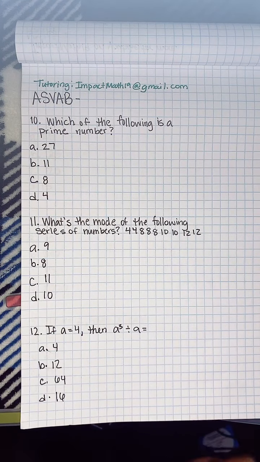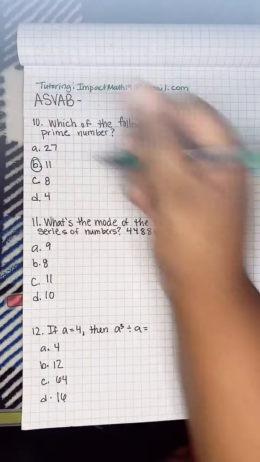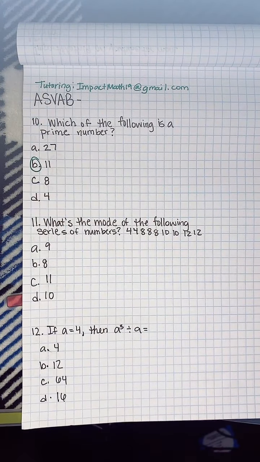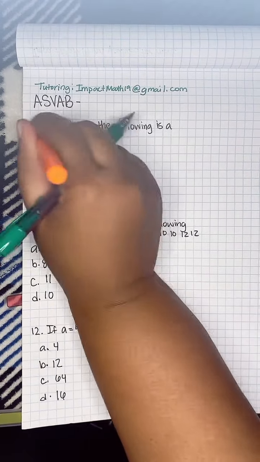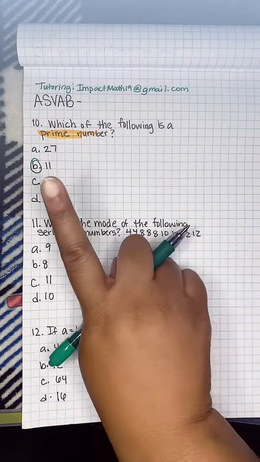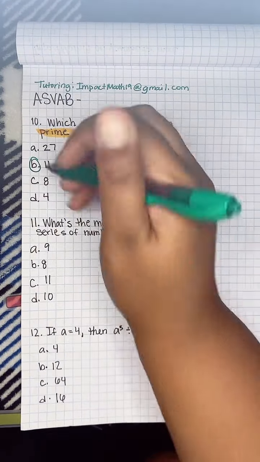Okay. So number 10 says B. Good. Okay, Mariah, thank you for the roses. So it is B. Now let's talk about what a prime is. What is a prime number? A prime number is a number that can only be divided by one and itself.